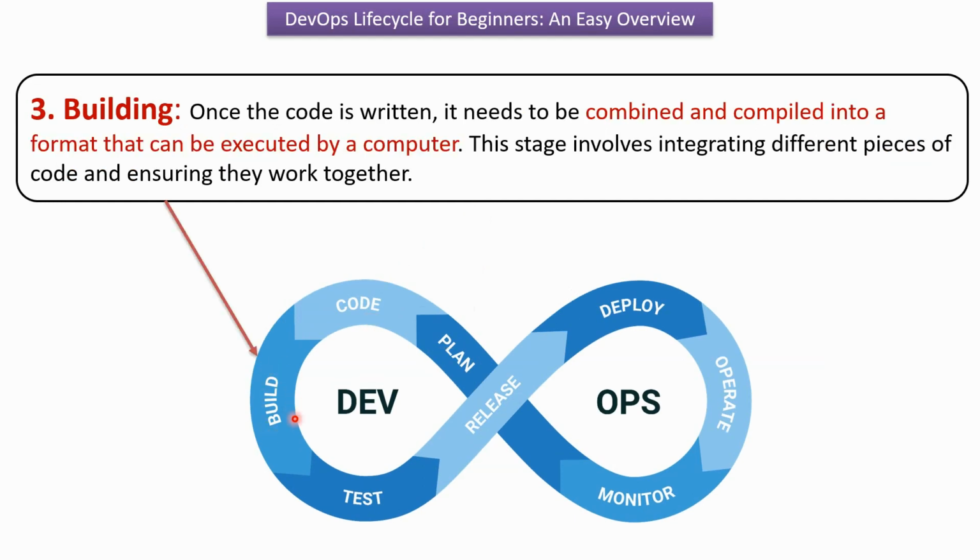The third step is building. Once the code is written, it needs to be combined and compiled into a format that can be executed by the computer. This stage involves integrating different pieces of the code and ensuring they work together.